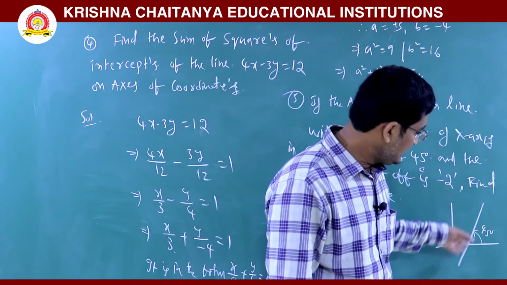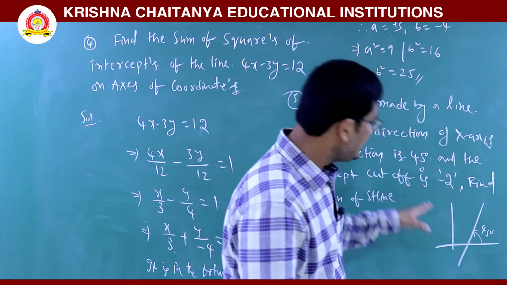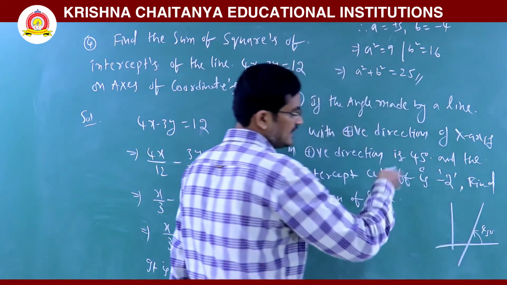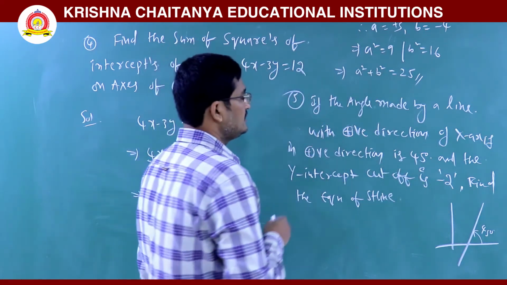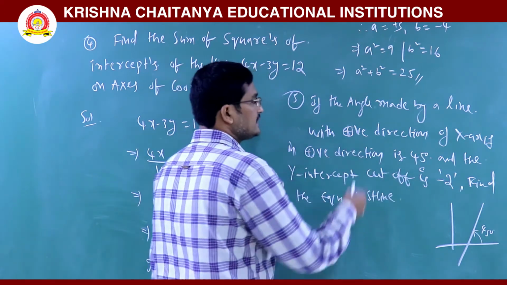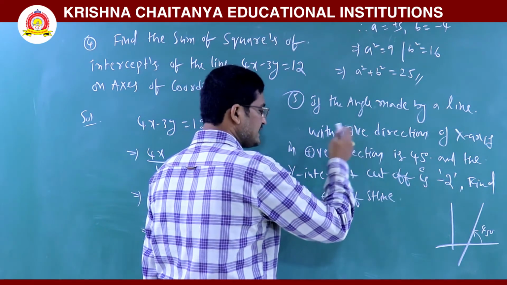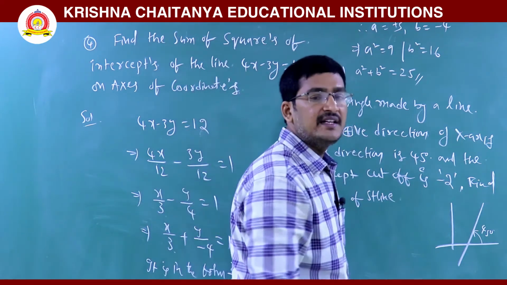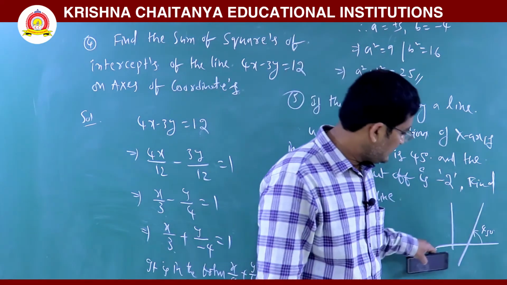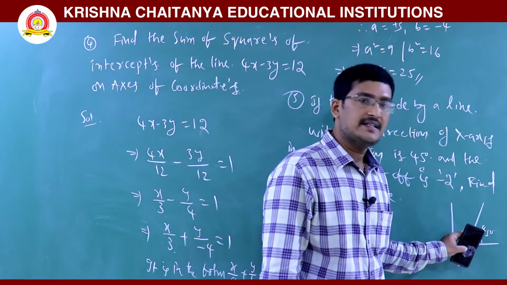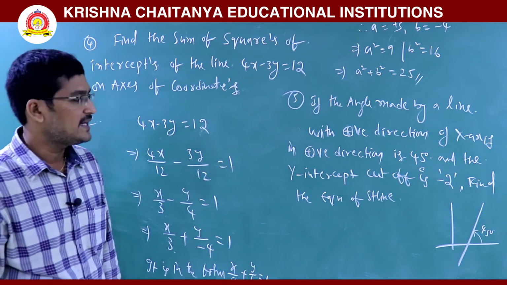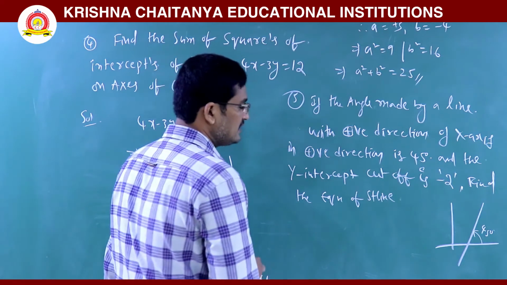The inclination of that line is given in the data indirectly, not directly. With the definition of inclination, the 45 degrees made by this line with the positive direction of x-axis in positive direction is nothing but the inclination of the line. So the inclination of the line is 45. We have to denote that with theta.